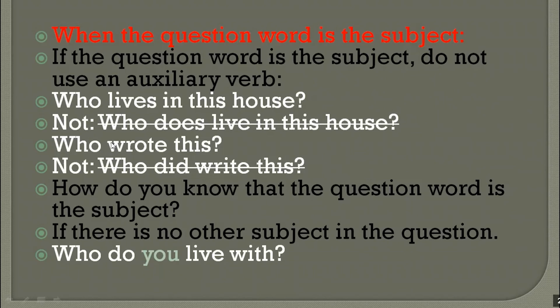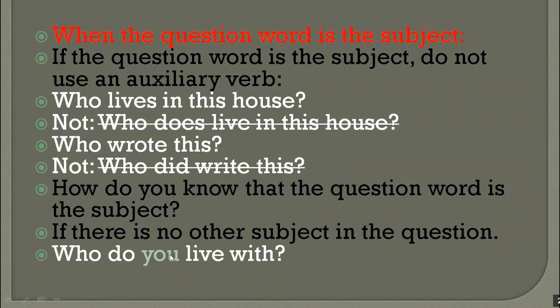Here's another example. Who wrote this? The question word who is the subject. So we don't use an auxiliary verb. We don't say, who did write this? That's wrong. So you may ask me, how do I know that the question word is the subject? And how do I know that the question word is not the subject? Basically, if there is no other subject in the question, so the question word is the subject.